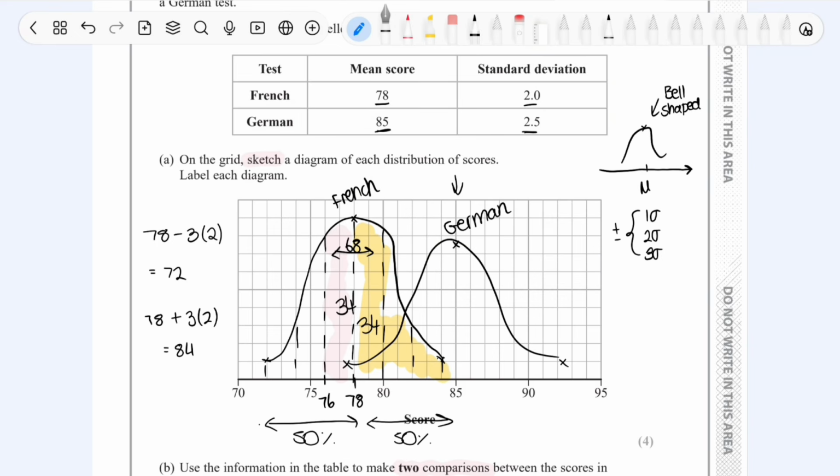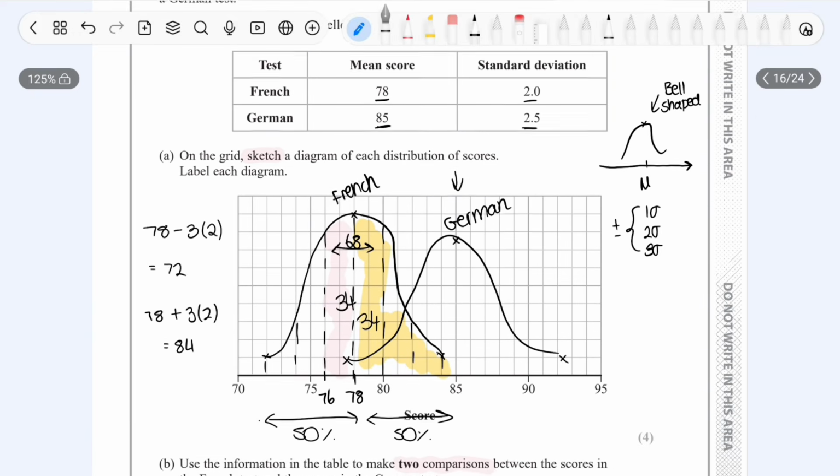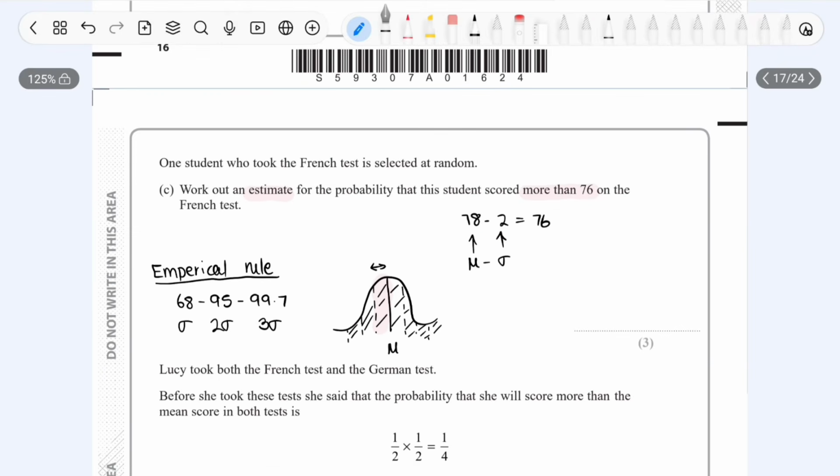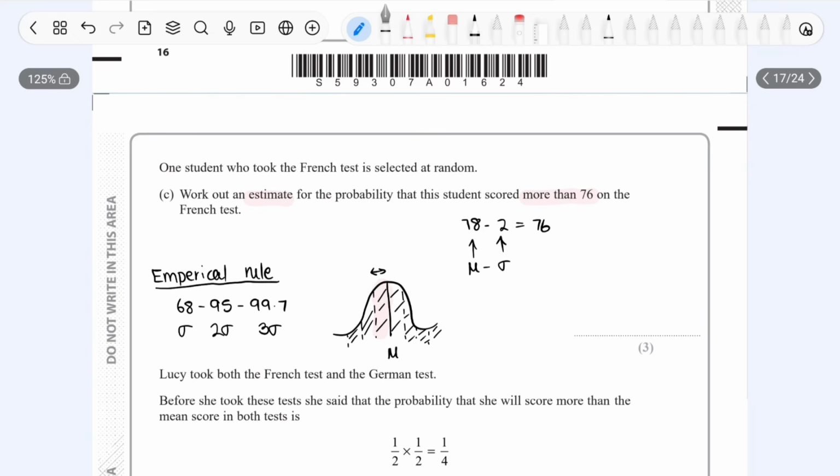So the probability that the student scored more than 76 is everything to the left of the mean, which is 78, and that's 50%, and everything between 76 and 78, which we've identified as one standard deviation below the mean. Now we know that one standard deviation plus or minus is equal to 68% as per the empirical rule, but because we're just looking at the negative part, we're going to have to divide by 2, which gives us 34%. So therefore the probability of scoring greater than 76 would be equal to 0.34 plus 0.5, which gives us a probability of 0.84 or 84%.